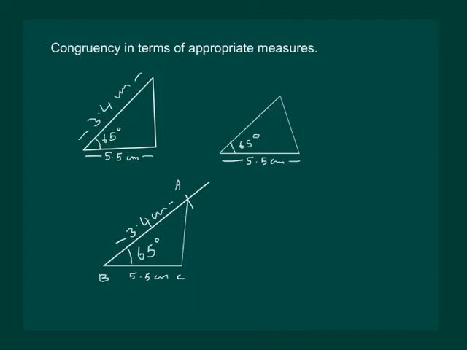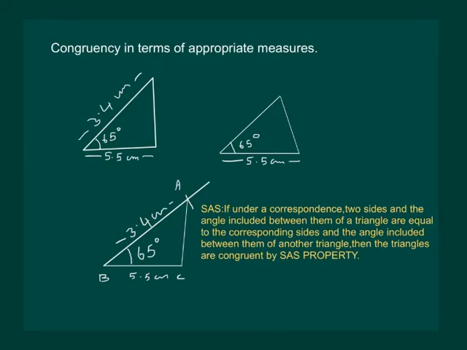Hence, if side, angle, side is given to us, then we can draw a triangle which is congruent to it. Hence, we state that if under a correspondence, two sides and the angle included between them of a triangle are equal to the corresponding sides and the angle included between them of another triangle, then the triangles are congruent by SAS property.